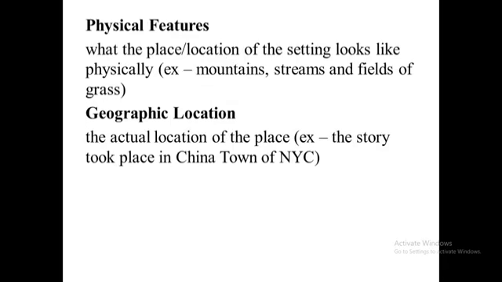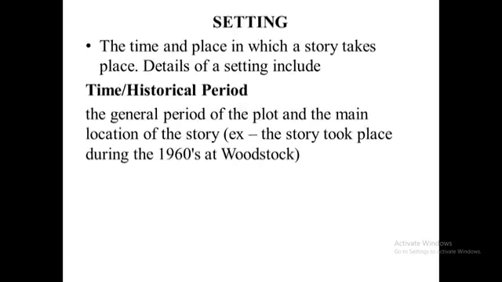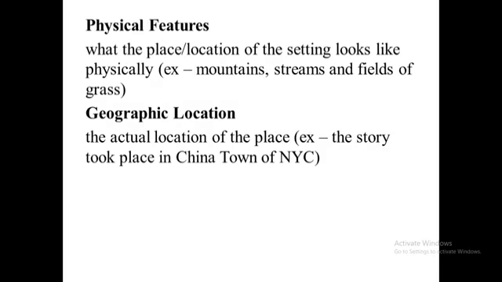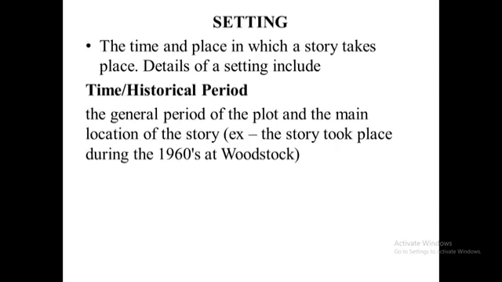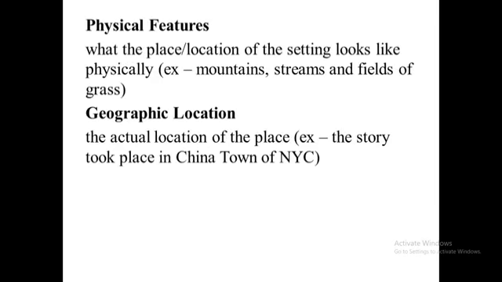Physical feature. Now this is the type of setting. Number two is physical feature: what the place or location of the setting looks like physically. You have to see what the location of the setting looks like physically. Number three is geographic location: the actual location of the place where the story is going to happen. Basically, these are three very important things for a reader to look out for. First, time. Number two, physical feature. Number three, geographic location.